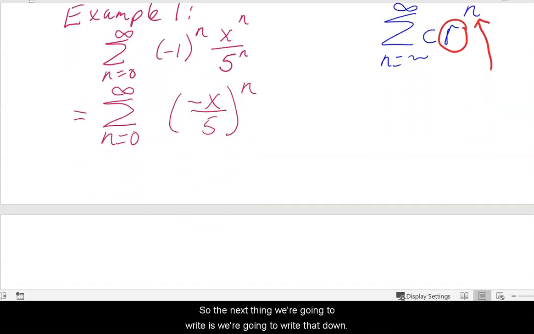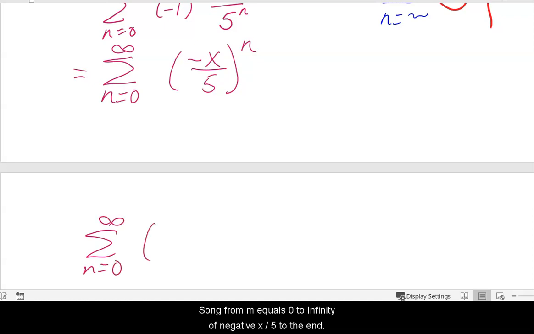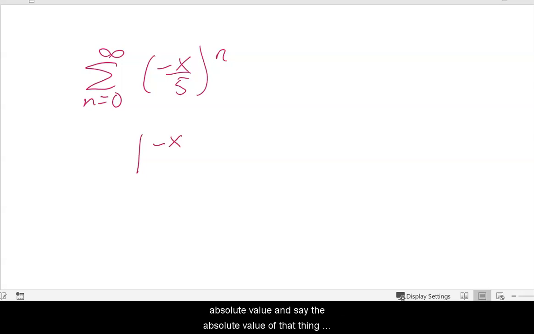So the next thing we're going to write is we're going to write that down. We have here the sum from n equals 0 to infinity of -x divided by 5 to the nth. To find the interval and radius of convergence, take that base being raised to the nth power, put it in absolute value, and say the absolute value of that thing has to be less than 1. Because it's an absolute value, you can ignore the negative. Basically, what we're saying is this thing must be between -1 and 1.